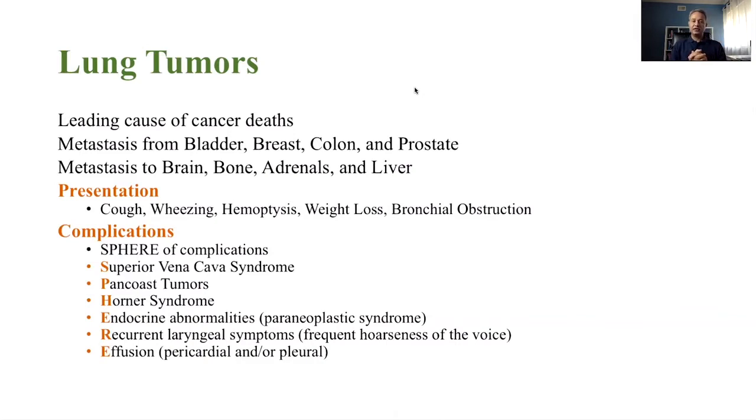Generally, as you can see here, bladder, breast, colon, and prostate are the ones that send secondaries to the lungs, and from the lungs the secondaries go to brain, adrenals, bone, and liver.